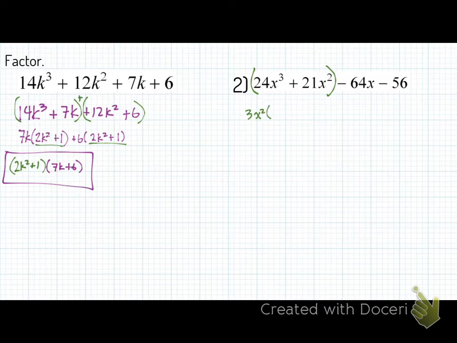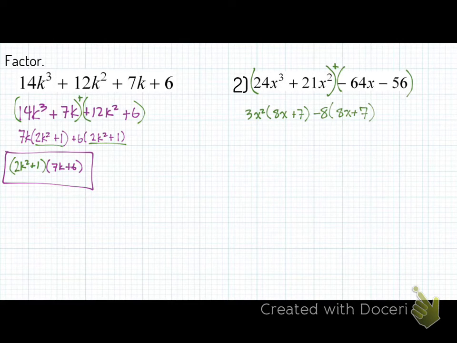I'm going to go x squared. 3x squared times what is 24x cubed? 8x. Good. Okay. 3x squared times what is positive 21x squared? Positive 7, right? Aren't these the numbers you were talking about a minute ago? Right? Okay, I'm going to put the plus sign here for parentheses. Okay, what can I take out of the second binomial? Negative 8. Right, so it's going to be 8x plus 7.